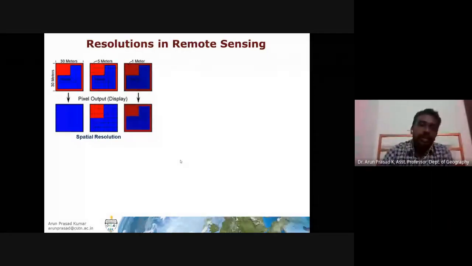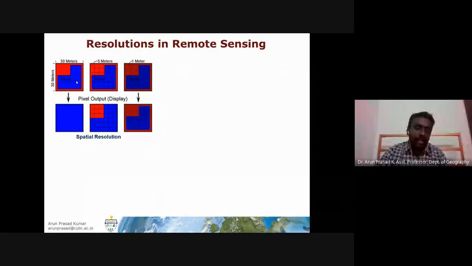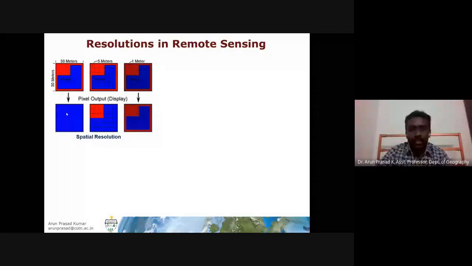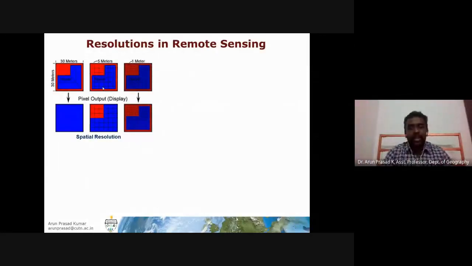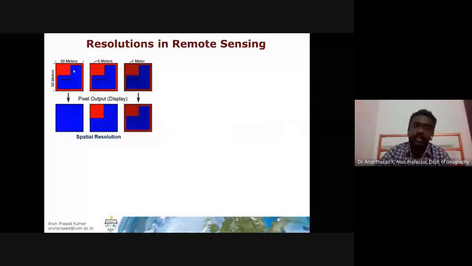So we have to choose the data according to the need. If we are going for large scale mapping, where we need every detail, we have to go for a much higher resolution, in the sense that 1 pixel should cover fewer square meters on the ground. If we are going for some generalized mapping, more general maps, we can choose even 30 meter or 100 meter resolution. So it depends.